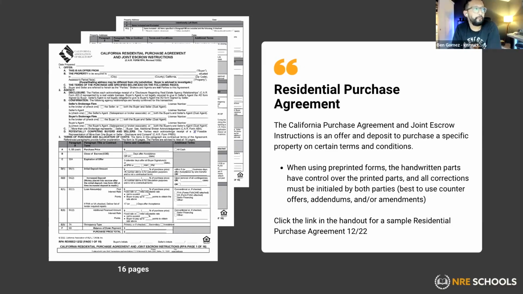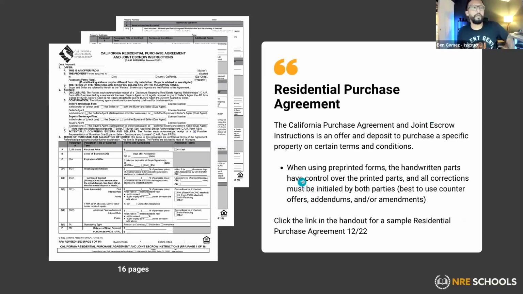The agreement itself is very thorough. Lawyers put this together from the California Association of Realtors. It's very specific. It's very concise. It has all the details. It is fill in the blank. But what do we need to know for our final real estate exam?